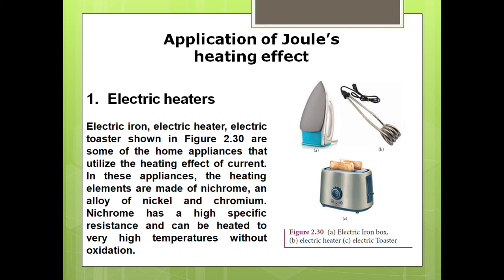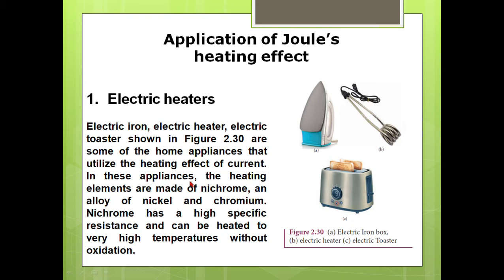Applications of Joule's heating effect is a very important 3 mark question. Electric heaters. So already we know that some electric heating devices, electric iron, electric heater, electric toaster, shown in the figure, are some of the home appliances that utilize the heating effect of current.